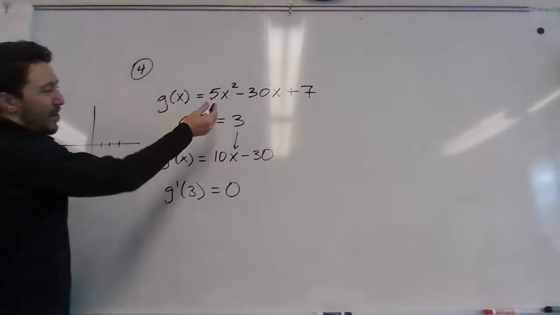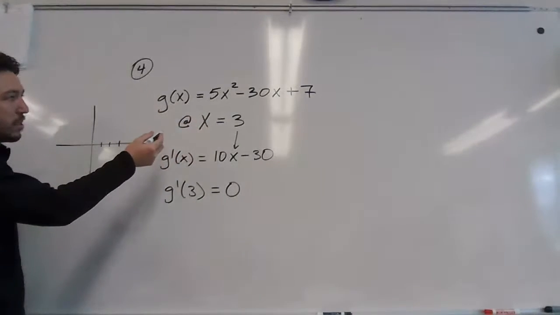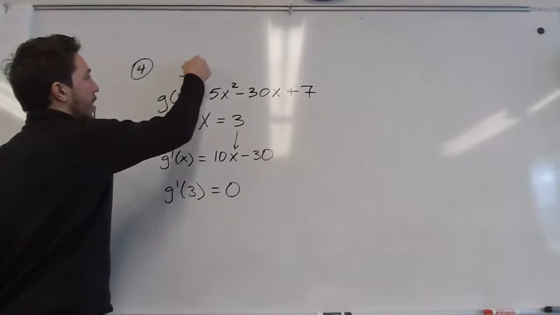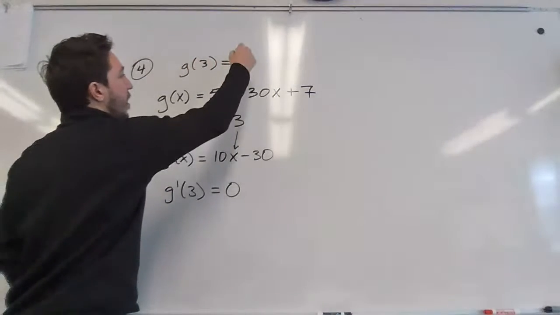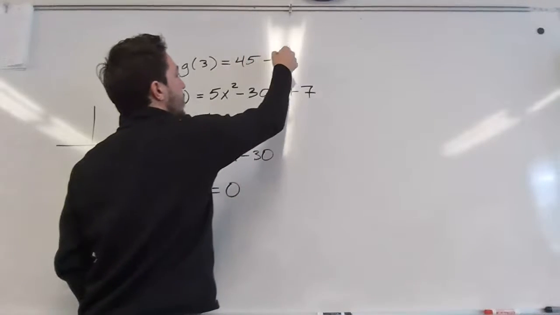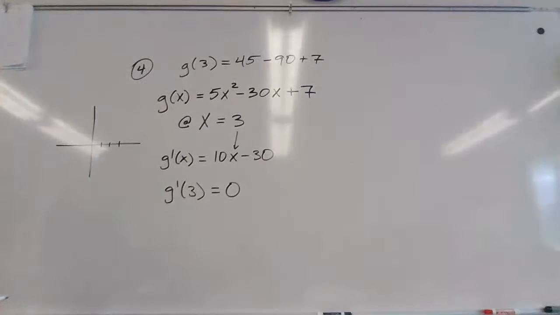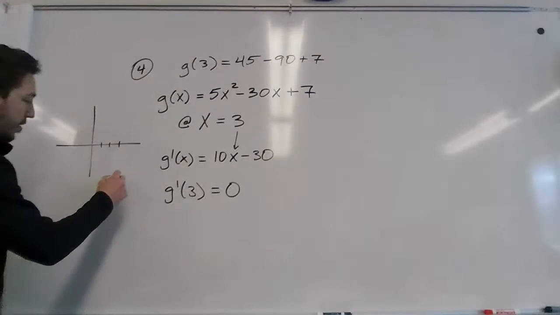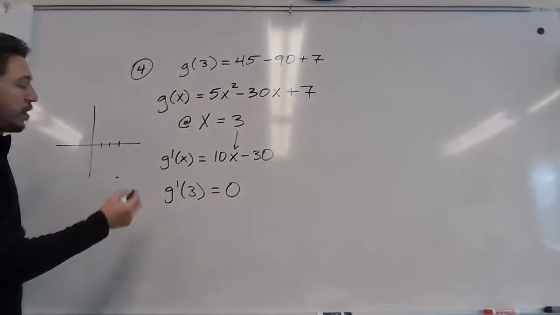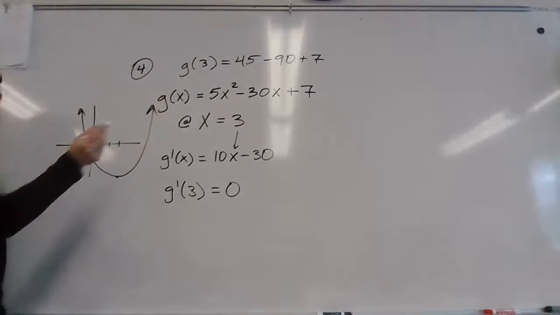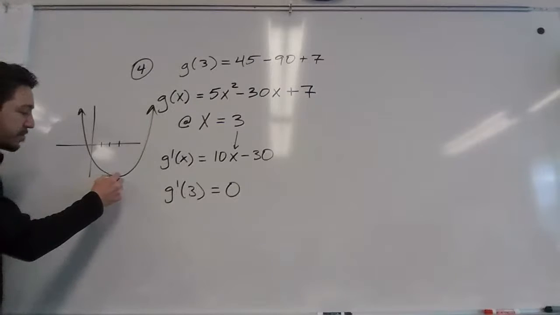By the way, I don't really need this, but if I plug in 3, g of 3 would be what? 45 minus 90 plus 7, so negative 38. It's way down here. But the point being, don't quote me on where this parabola is crossing the x-axis. I know you guys were going to.